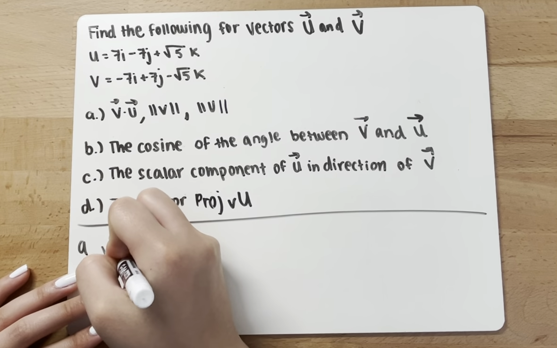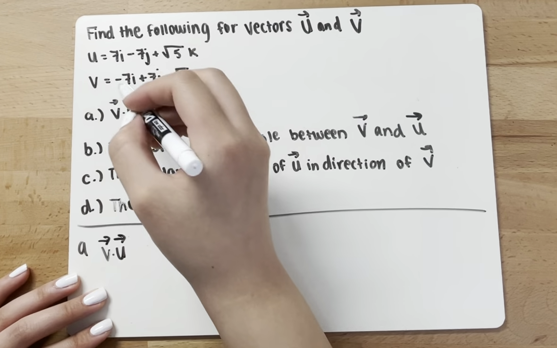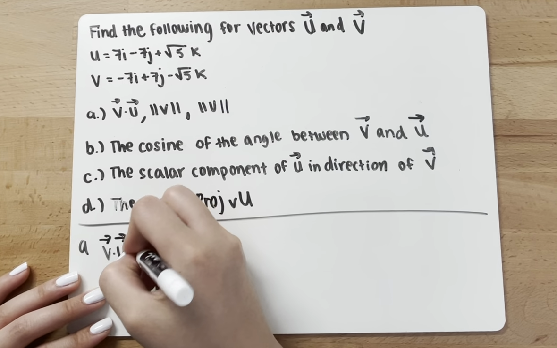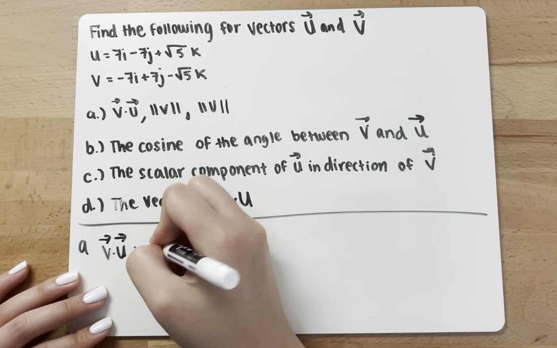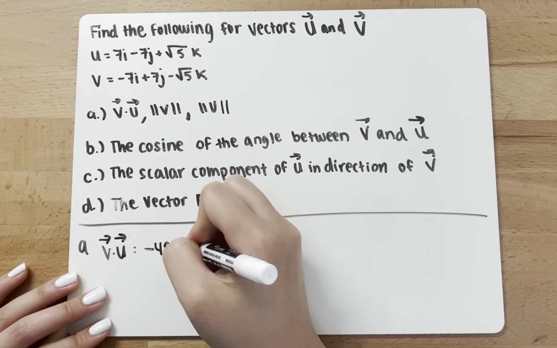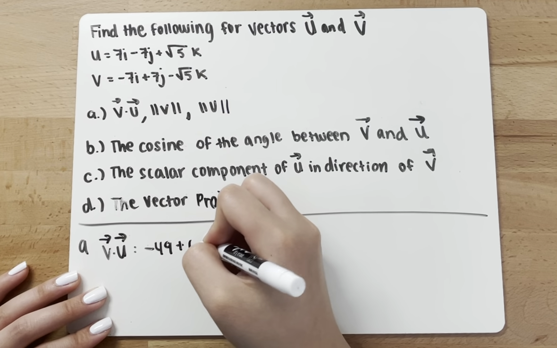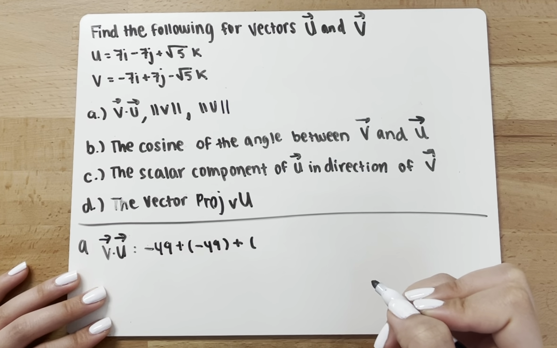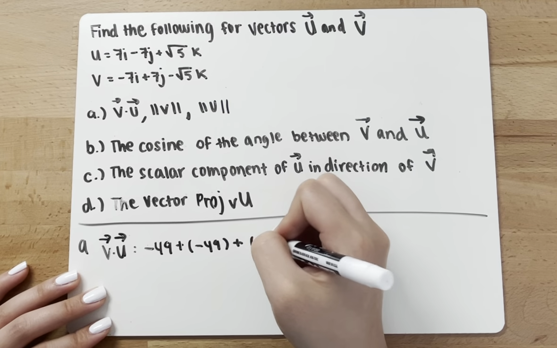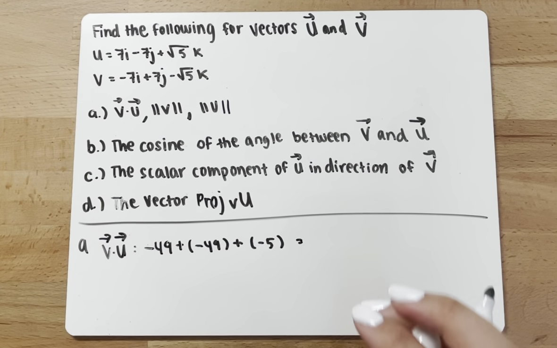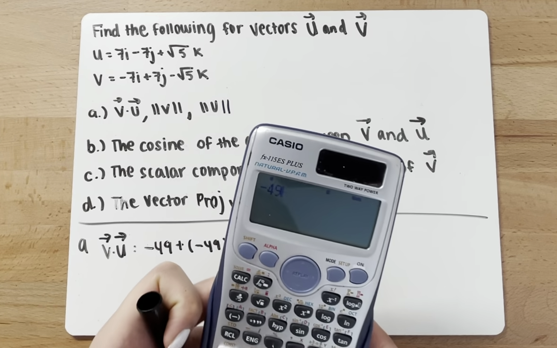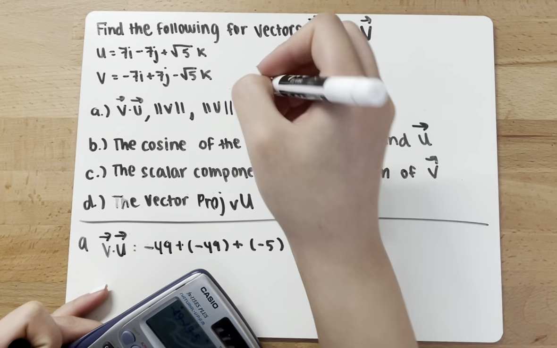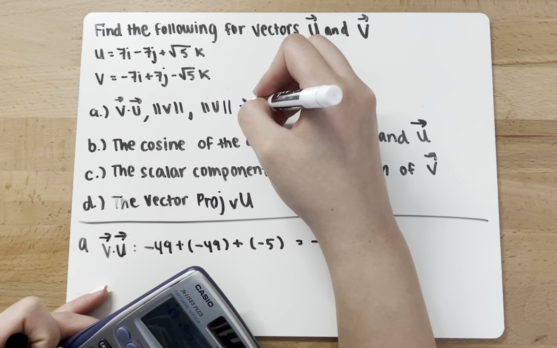And to find the dot product of v and u, you simply multiply the numbers within each term and then add them all together. So 7 times -7 is -49, plus -7 times 7 is -49, plus square root of 5 times negative square root of 5 is -5, equals, if you plug that into the calculator, you get -103. So this is your dot product.